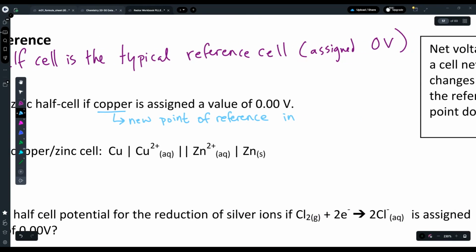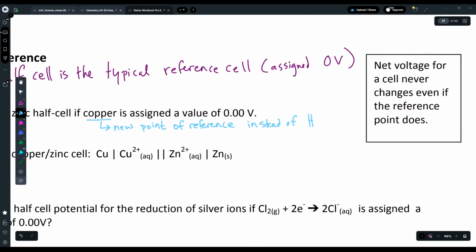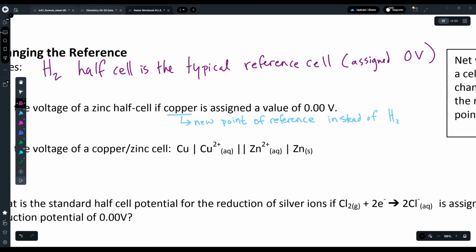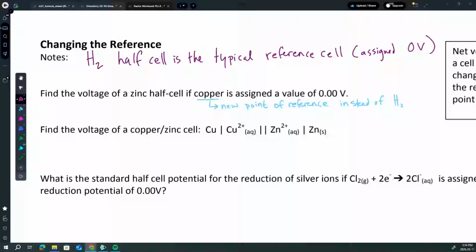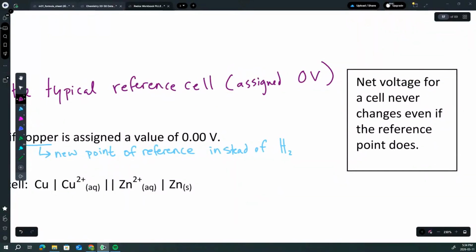So it's our new point of reference instead of hydrogen, which I should be writing as H2. All right, so we do have this little note over here that says that the net voltage for a cell never changes even if the reference point does. So that's really important here.